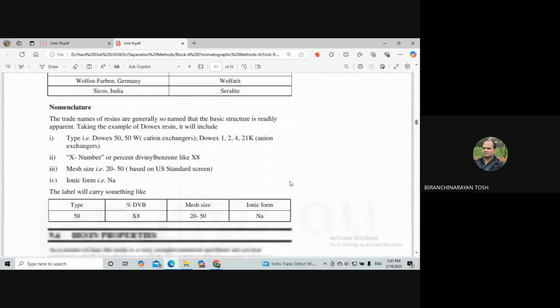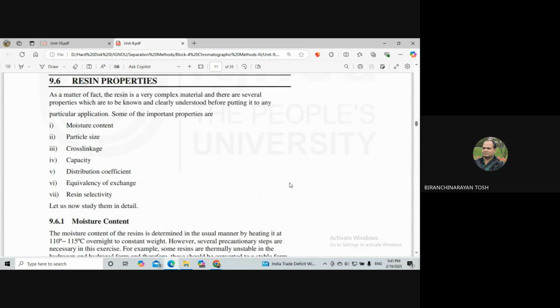So the resin properties. Before putting a resin in a particular application, some of the important properties are the moisture content, particle size, cross linkage, capacity, distribution coefficient, equivalency of exchange, and resin selectivity. Okay, so the first one, the moisture content.